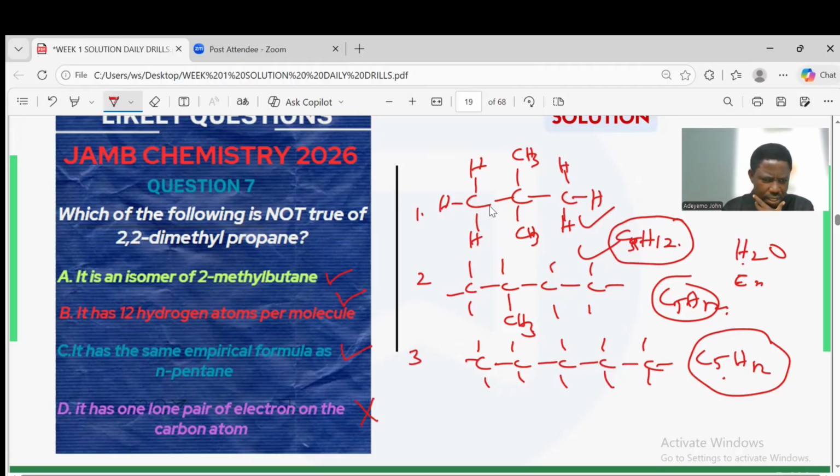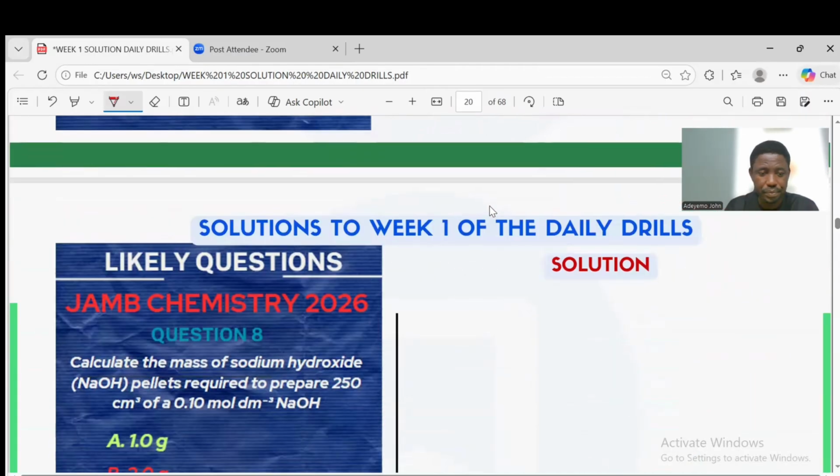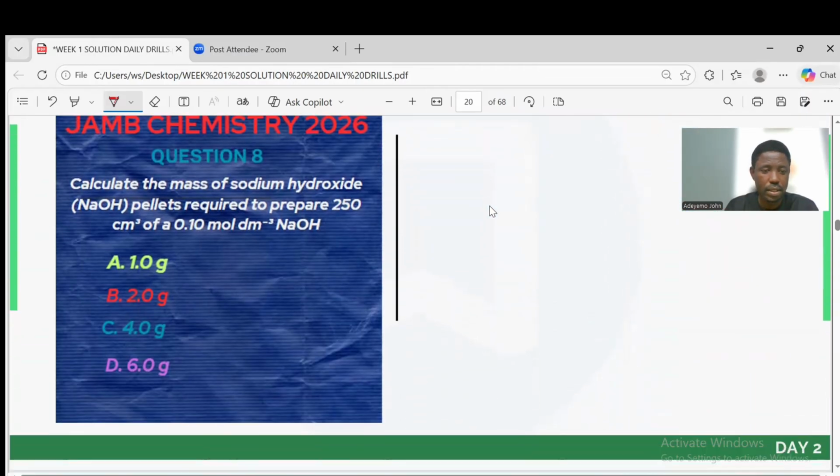But let's see. It has one lone pair of electrons. Hydrocarbons don't have lone pairs because all the bonds are between hydrogen and carbon. No lone pairs. Just take it as a rule. There is no lone pair of electrons because all the electrons around carbon and hydrogen have been used up. All right, so that is the answer. So let's look at question 8.